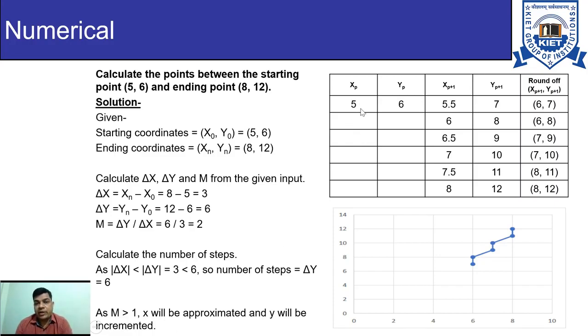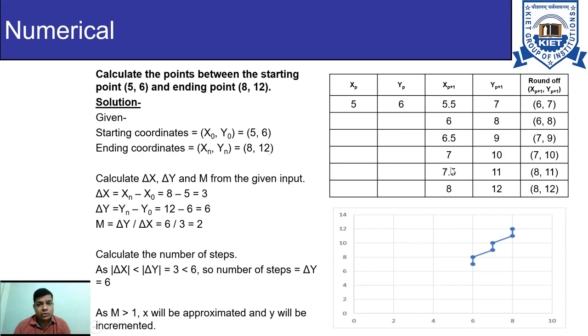So we will start from the initial point (5,6). We know that the slope is more than 1, so I am simply incrementing the value of y. I am starting from 6, the next incremented value is 7, then 8, 9, 10, 11, and finally I get the value 12, and this is my final point.